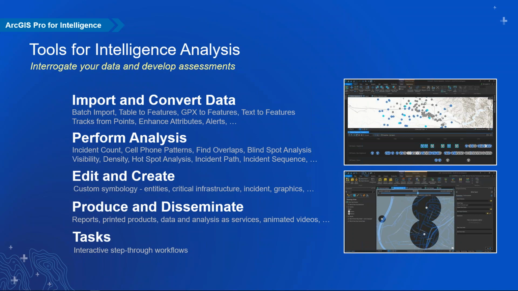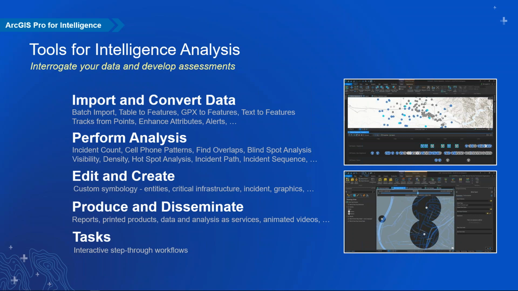Table to features, so if you have information that you're bringing in spreadsheets, being able to bring in that data in a spreadsheet form and then plot it on the map with one tool. GPX to features, so if you're working with devices out in the field and you're collecting GPX information, being able to bring that in and again plot that on the map.